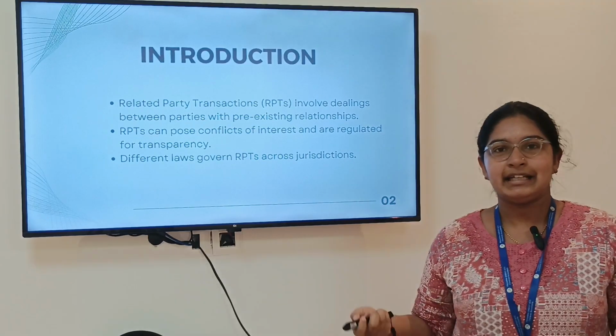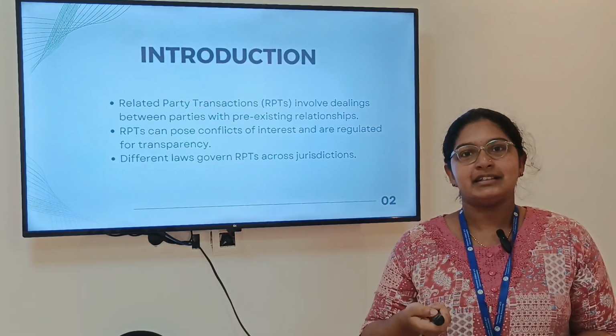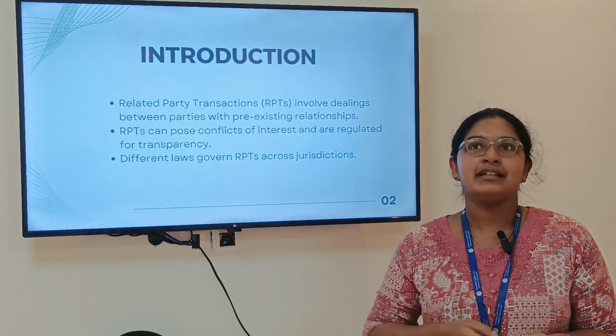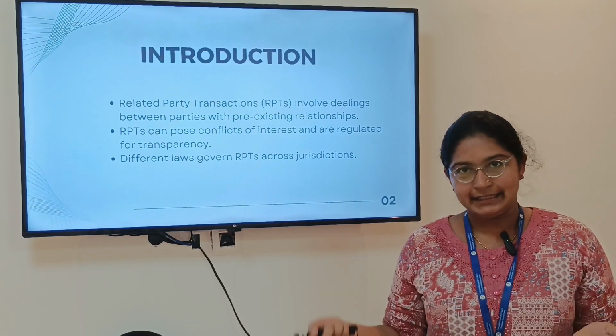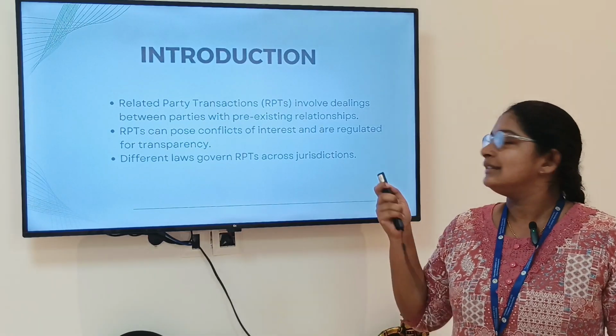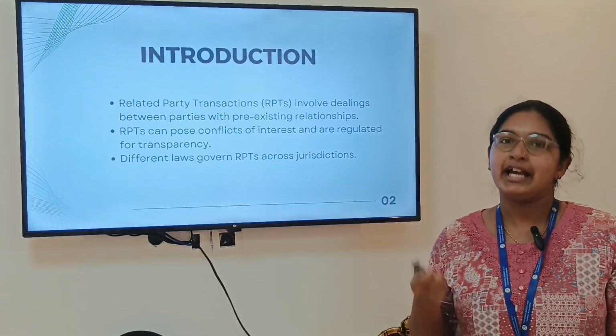Then why do we need related party transactions? The statutes want fairness and transparency in the transactions between entities. So these provisions came into existence. Let's start with the accounting standard.